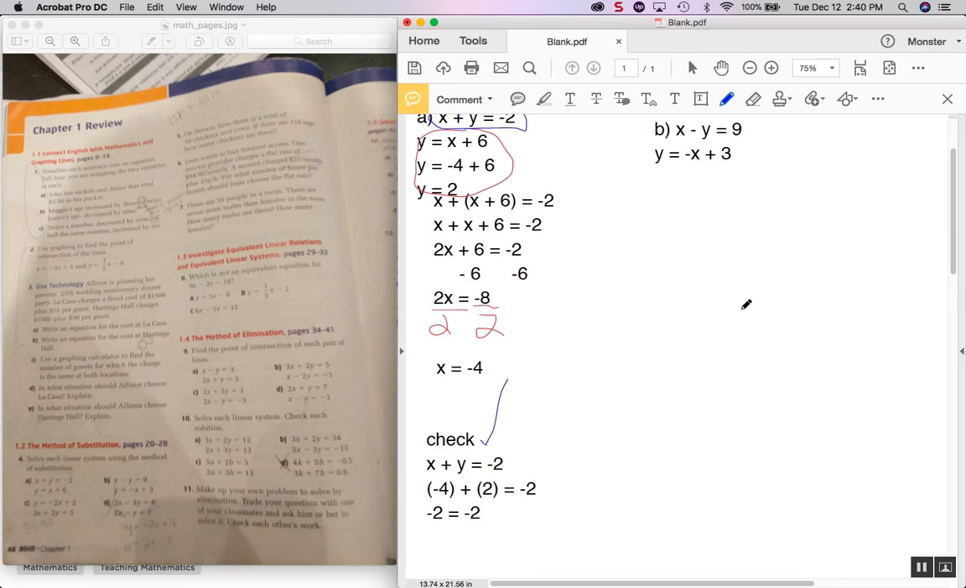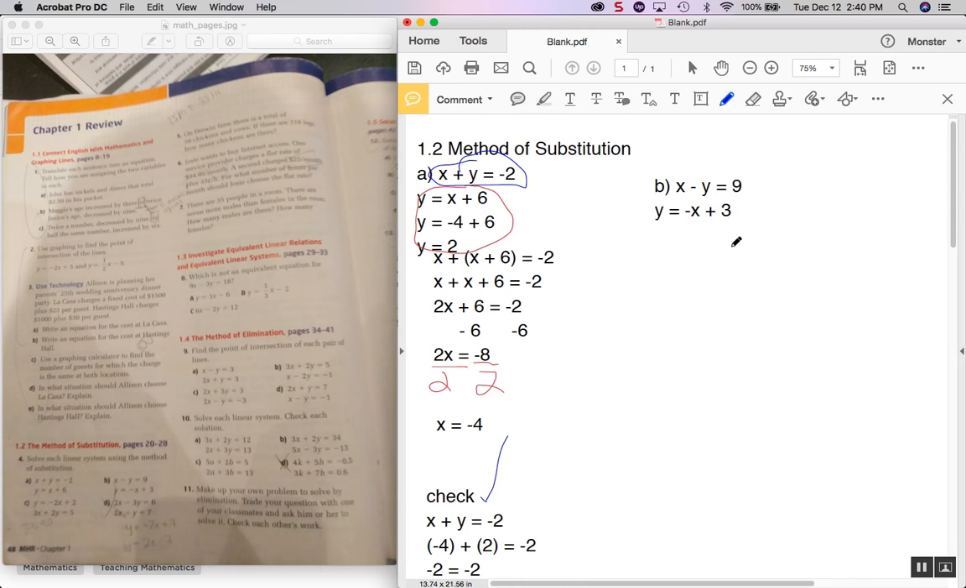Yay. I suppose we could go through the second one, though it's just going to be more of the same.